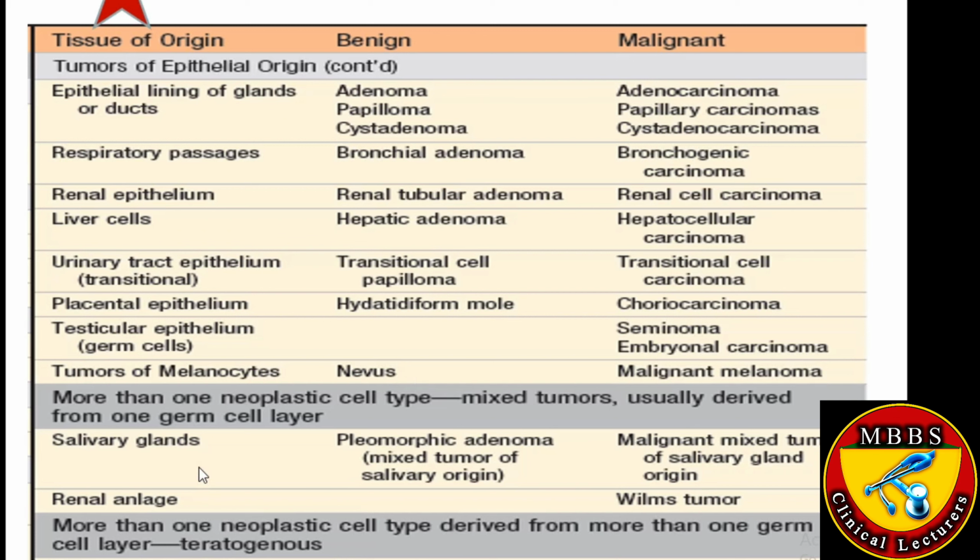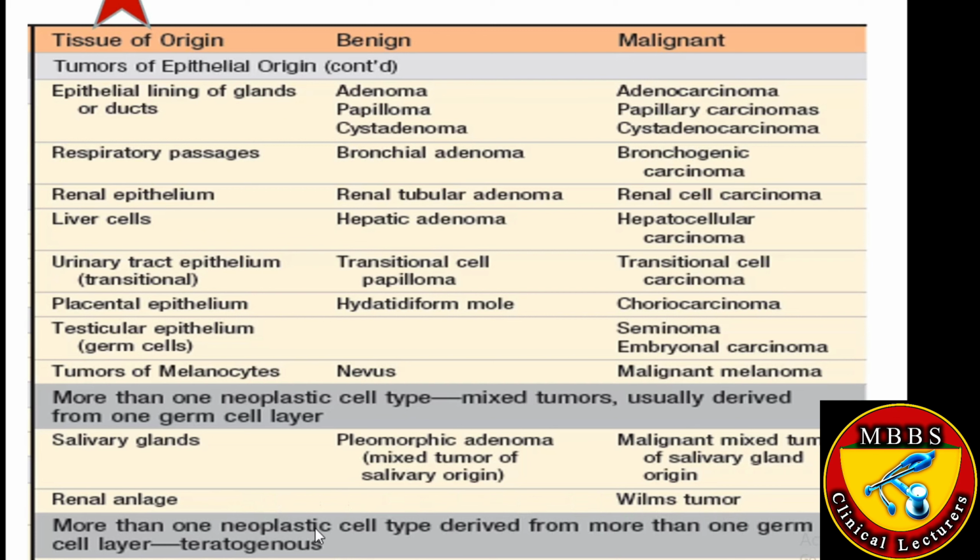Note that there are mixed tumors also, in which there is more than one type of cell present. The classic example of it is salivary gland tumor, which most of the time is benign, and it is known as pleomorphic adenoma, a mixed tumor of salivary gland region. While in the malignant case, it is a malignant mixed tumor of salivary gland region. Coming from the renal region, with a mixed type of cell population, the malignant tumor is Wilms tumor.